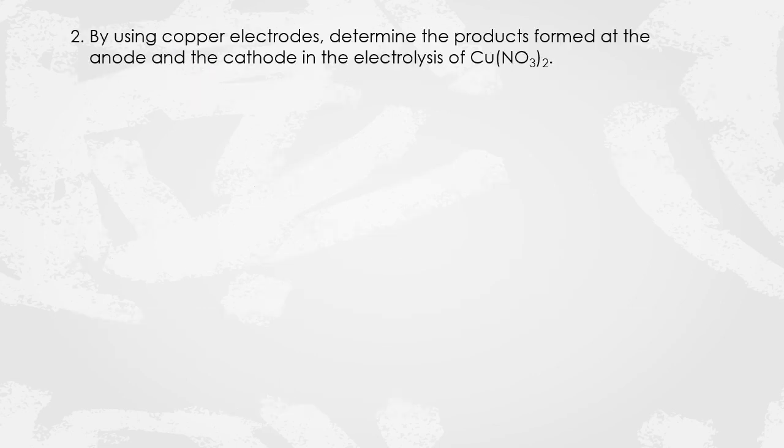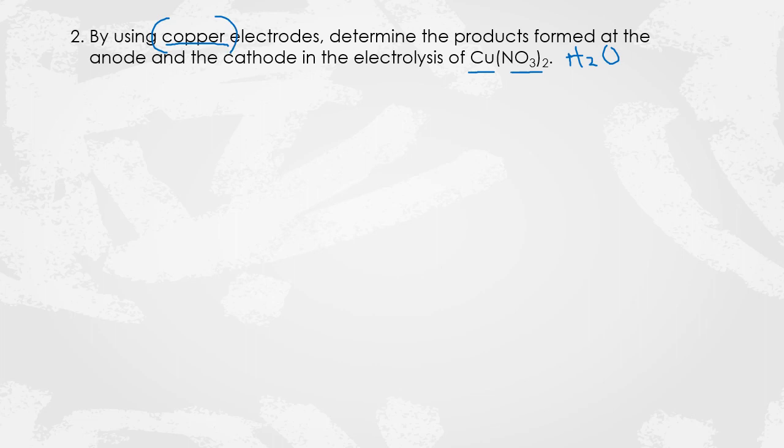Placing in active electrodes of copper, determine the products formed at the anode and the cathode in the electrolysis of copper nitrate. So from the solution, we have a combination of copper 2+, nitrate, and also water. Since we use active electrodes, it means we need to include the ions of the copper to be part of the anode and also the cathode.